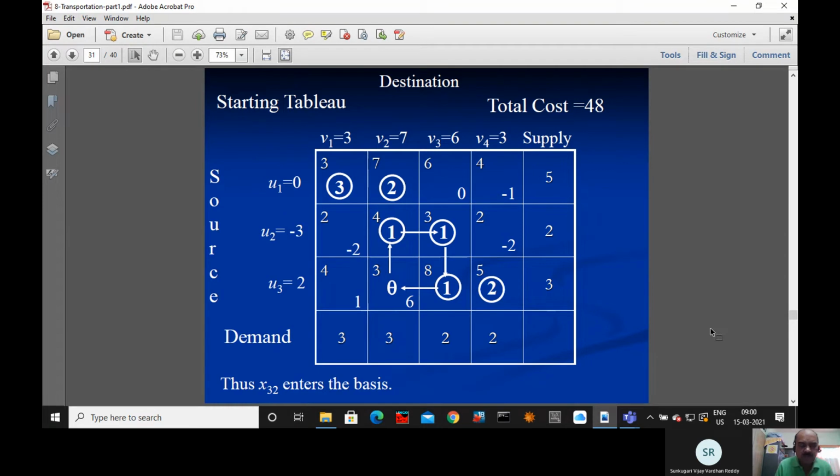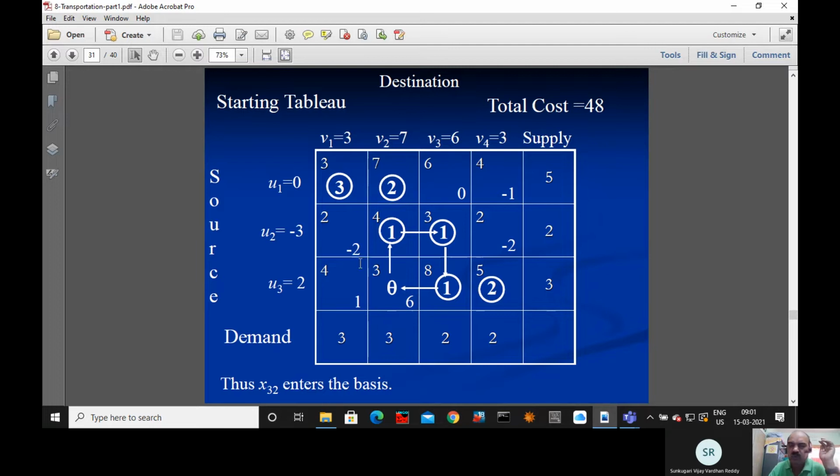So we have already decided cell 32 is the entering variable. The entering variable is x32 because this gives the most positive element, where the condition ui plus vj minus cij is not fulfilled. This is becoming positive, that is, becoming 6. With respect to this 6, we have the most positive element. Only two positives are there: the first one is 1, the second one is 6.